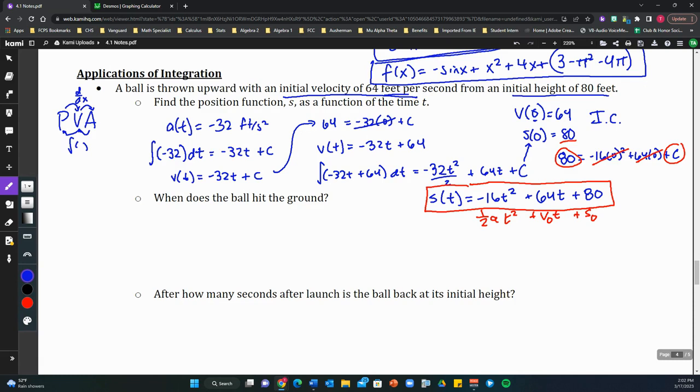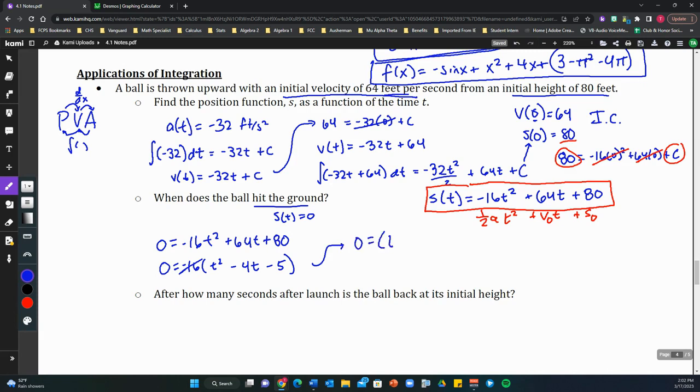So the next one wants to know, when does the ball hit the ground? Well, the ball hitting the ground is like saying, where is position equal to 0? So I'm just going to set this equal to 0, factor and solve. Looking at this, there's a GCF. All three coefficients have a factor of 16. I'm going to pull out negative 16, just to make it easier. So I get t squared minus 4t minus 5. We can divide by negative 16 to get rid of that, so it's easier. And that factors to give me t minus 5 times t plus 1, or t equals 5 and negative 1.